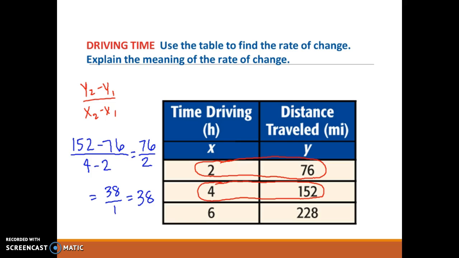Now whenever we're talking about the meaning, my table says that the time driving is my x and the distance traveled is my y. So if I just read it like my fraction, I have 38 miles for my distance per hour of driving, because it's 38 for 1 hour. So I can go 38 miles in 1 hour on average. That's my average rate of change in this scenario.